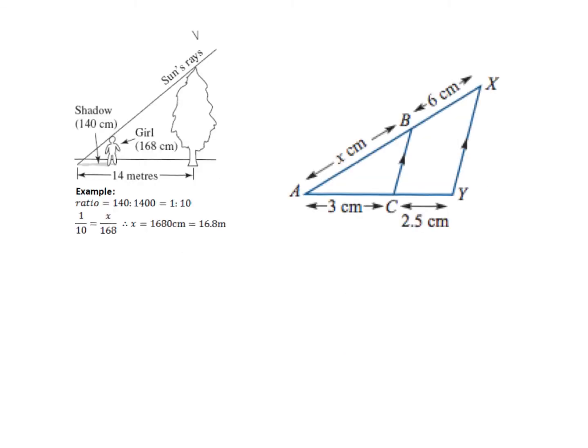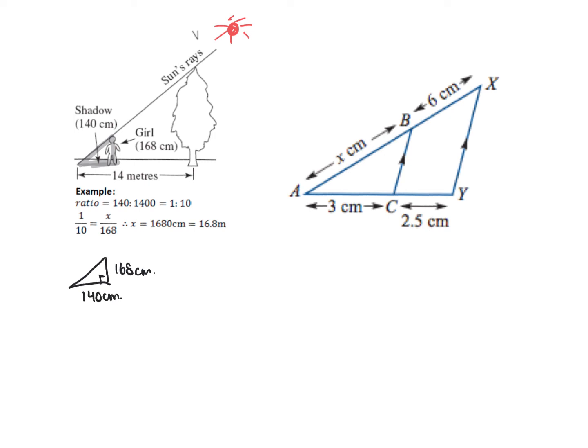Okay, with this question, I just wanted to show you how you can get similar triangles. What happens is the sun shines down and it creates similar triangles. So you often see this question. The person creates a shadow, that creates your first little triangle here. They told us she's 168 centimeters, and we know the shadow's 140 centimeters.